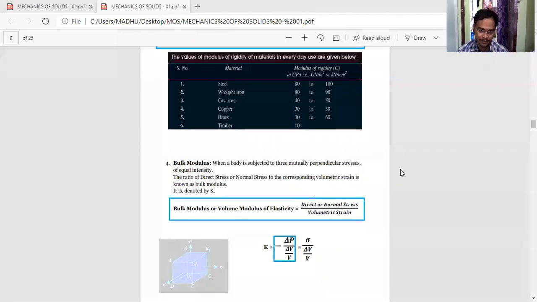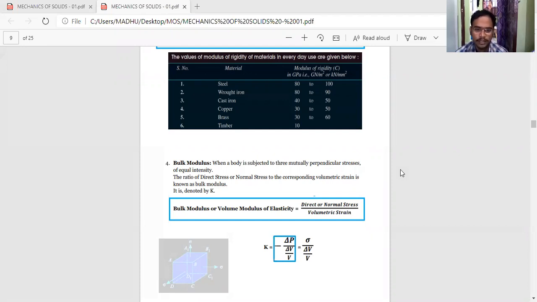Welcome back. Now we will continue our session. This is the third lecture of first unit. We will continue our lecture with the bulk modulus.